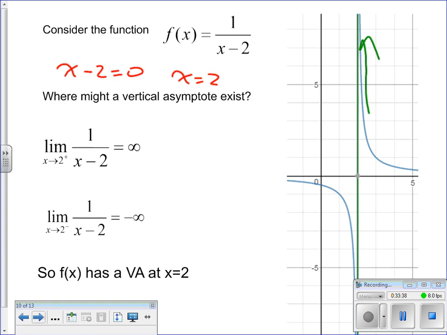Same thing as I'm putting in a number slightly smaller. Problem is slightly smaller means my denominator is negative, so the whole thing is negative. That's why it goes towards negative infinity.